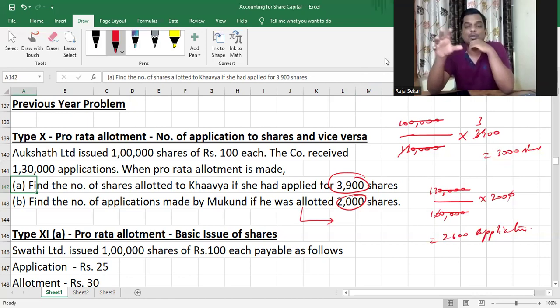They are allotting a lesser number of shares than the number of shares applied for by them, which means that everyone has made some extra application. If everyone has made some extra application, they would have paid some extra money, right? Along with every application, they pay money, application money. So that extra money received by the company is called excess application money.